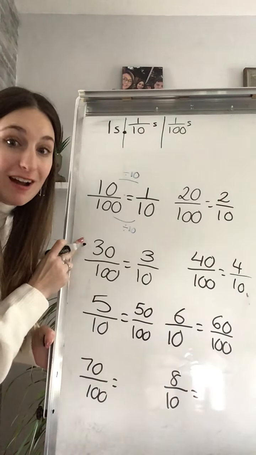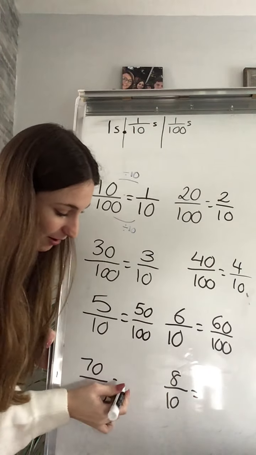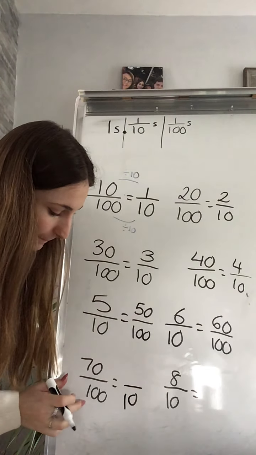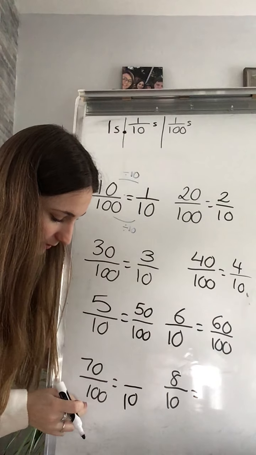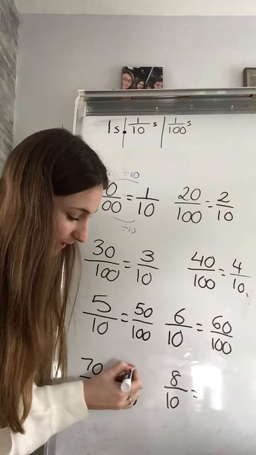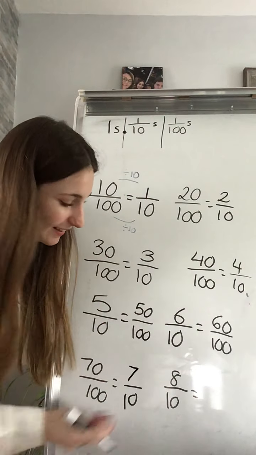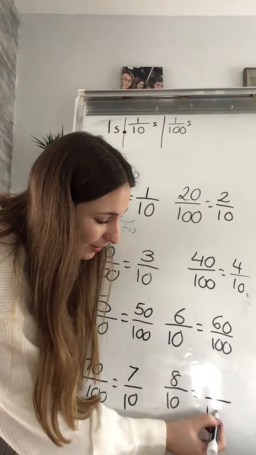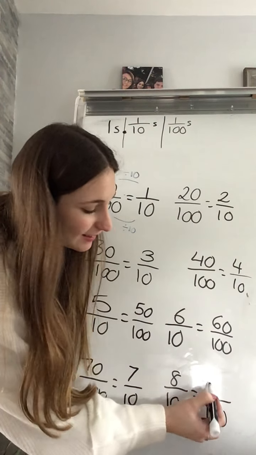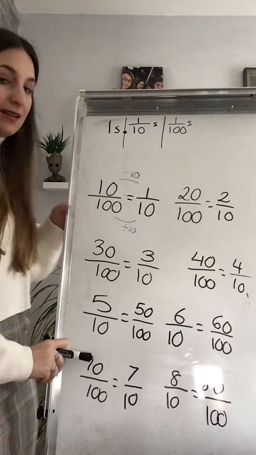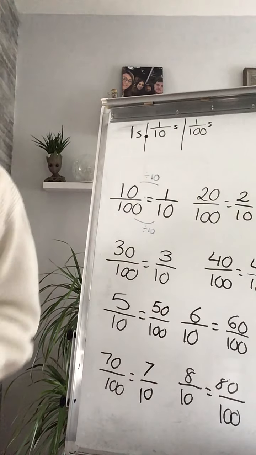You've gone right back. I have hundredths now and I need to make it into tenths. So I'm going to divide by 10. 100 divided by 10 is 10. 70 divided by 10 is 7. And what about this one? 8/10 is the same as, if I'm doing it in hundredths, well done guys, 80 hundredths. Let me just move this because I think that you cannot see it.